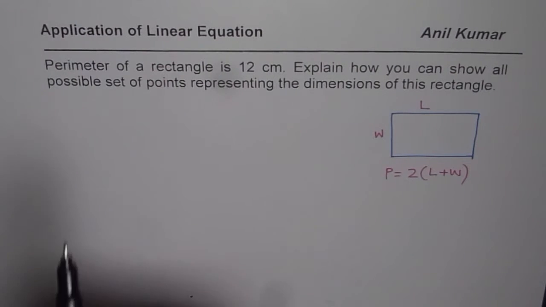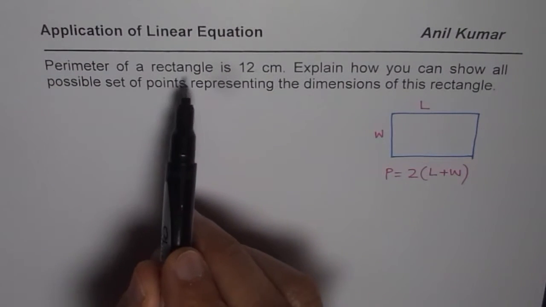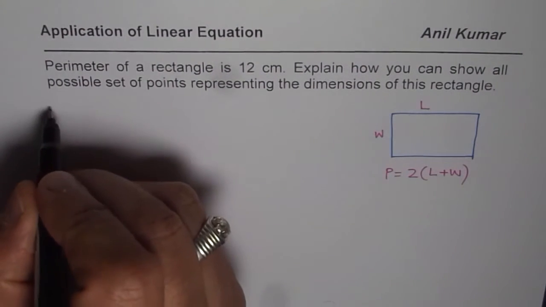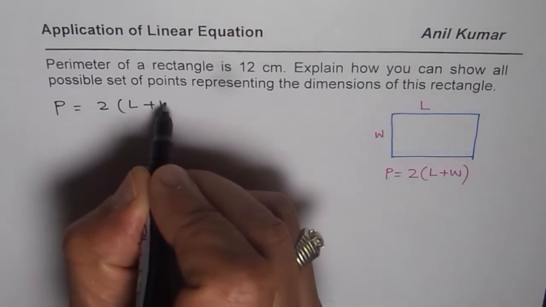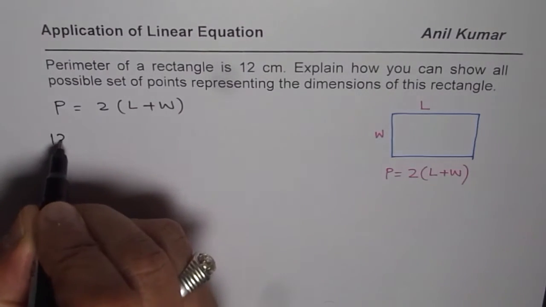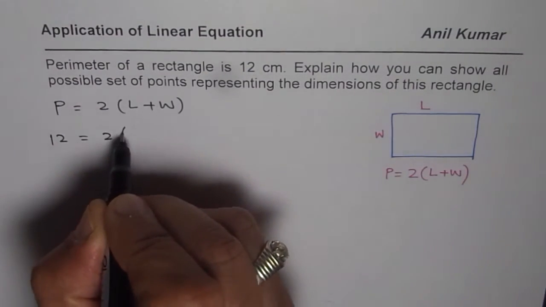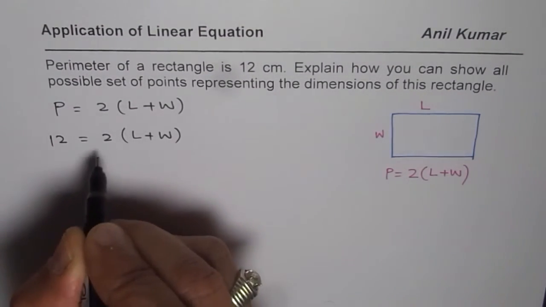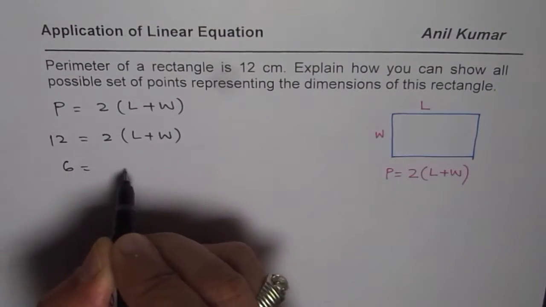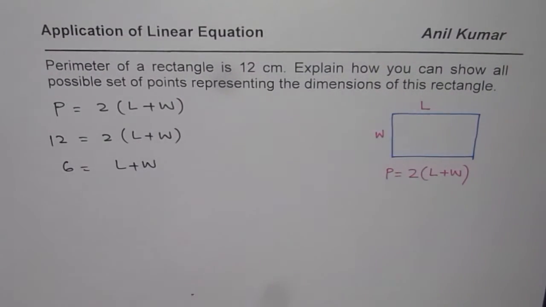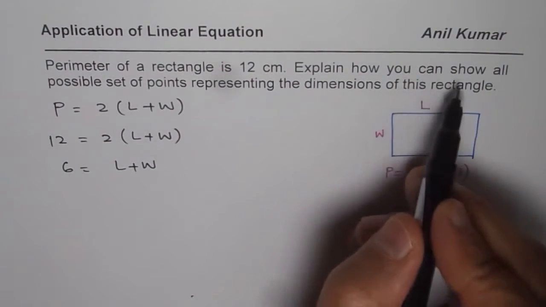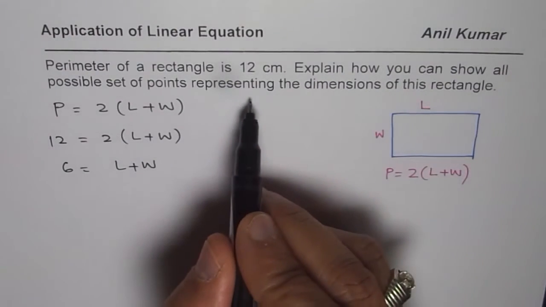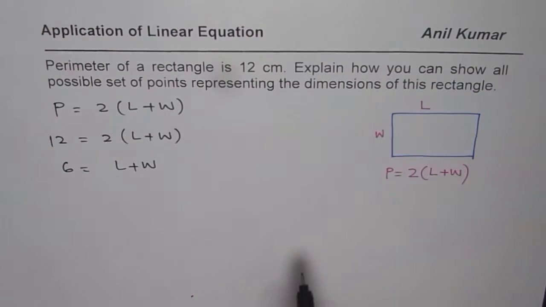Right. So the question here is, the perimeter of a rectangle is 12. What we are given is the perimeter is 2 times (length plus width). Perimeter is 12, so 12 is 2 times (length plus width). Dividing by 2, we get 6 equals length plus width. Now how does this solve our problem? Explain how you can show all possible sets of points representing the dimensions of this rectangle.